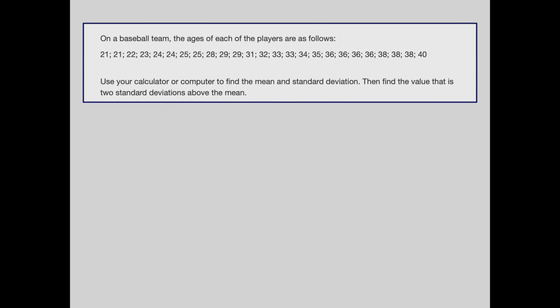All right, so on a baseball team, the ages of the players are as follows. Use your calculator or computer to find the mean and standard deviation. Then find the value that is 2 standard deviations above the mean. So I'm going to stop and start, and you can go back and copy a table down like we did a couple of slides ago. You can look at that slide to copy the headings for the table columns, or you can try to use your calculator to do it. Either way, I'll show you in a couple of minutes what to do. A couple of minutes, your time. Right away, my time.